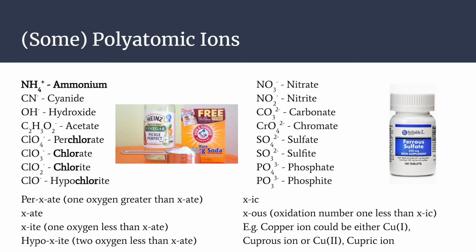One last little note are the suffixes "ic" and "ous." Some transition metals have multiple oxidation states, and these suffixes signal which one the ion is currently in. For example, the cupric copper ion shares one more electron than the cuprous copper ion. Ic is more giving than ous.